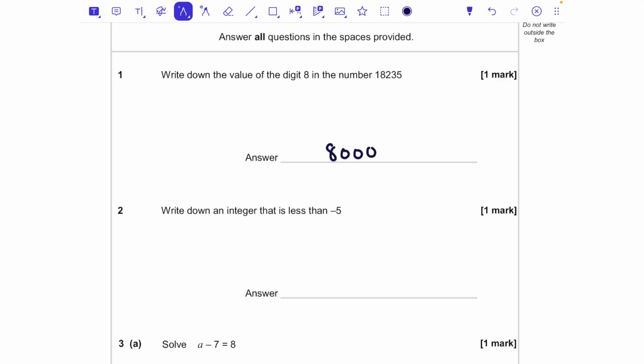For question number 2, write down an integer, that's a whole number, that is less than -5. So less than -5 just needs to be more into the negative. I'm going to go -6, -7, -8, all of those numbers, as long as you were more into the negative than -5, that is smaller than -5.